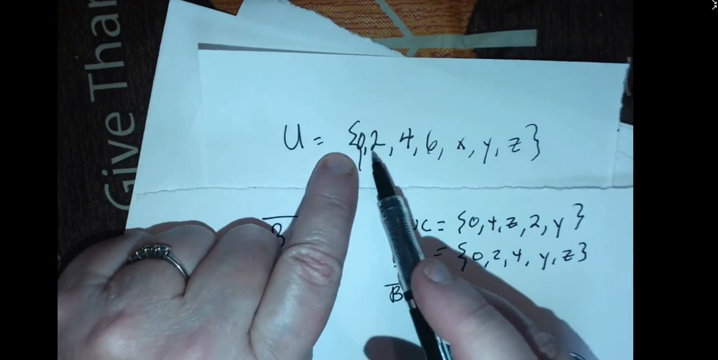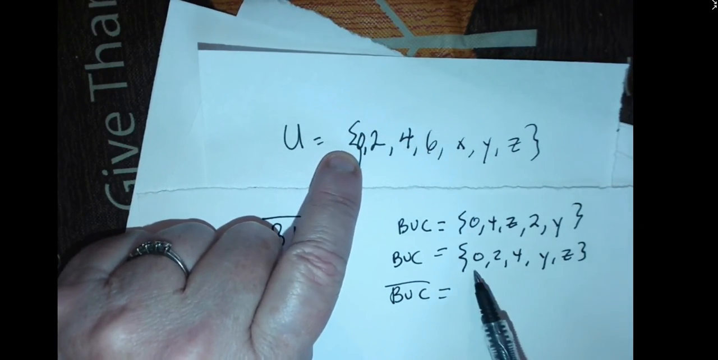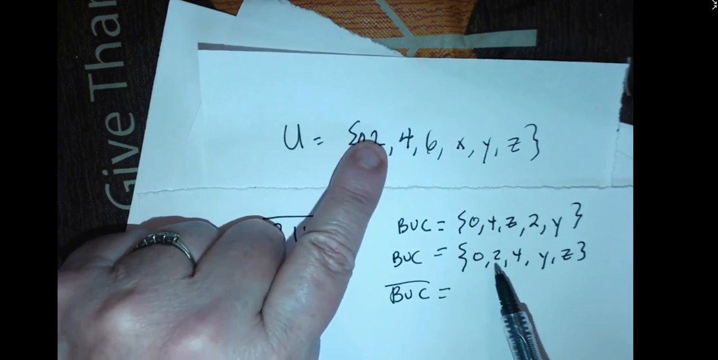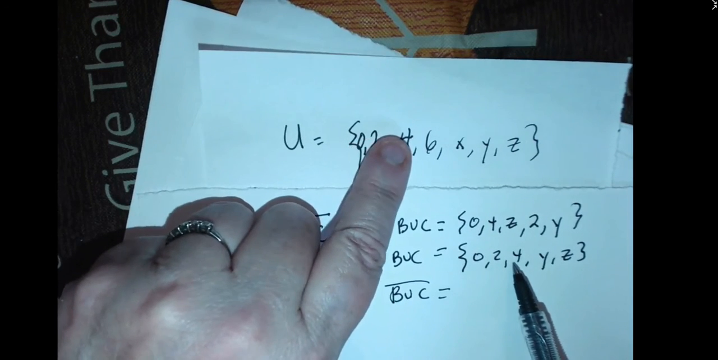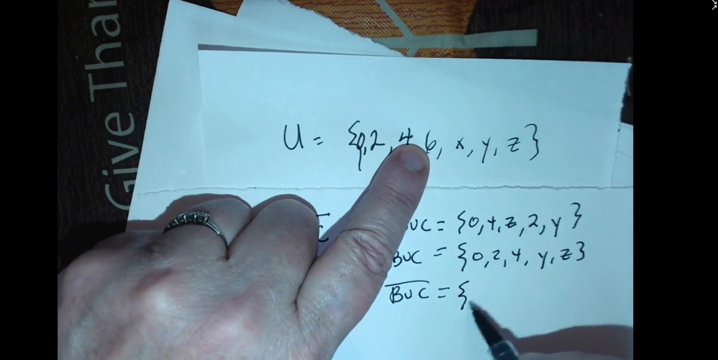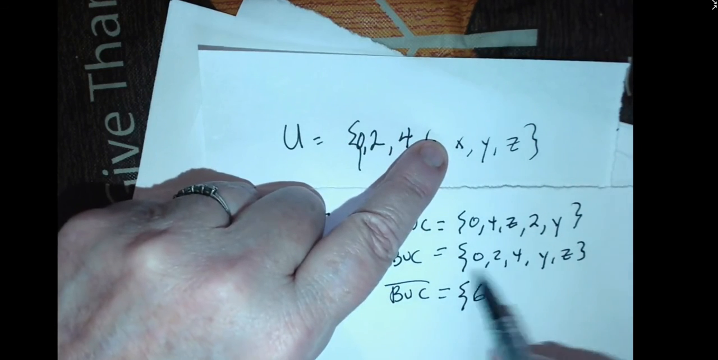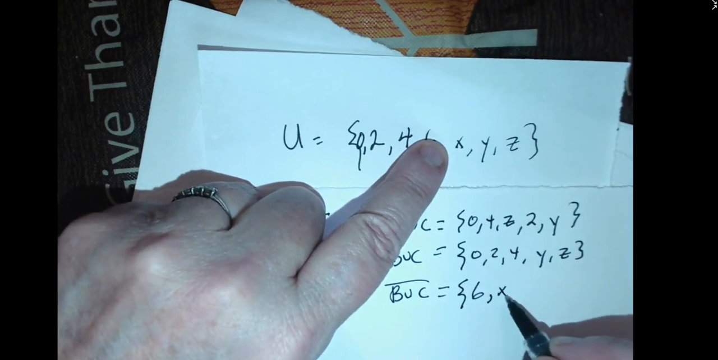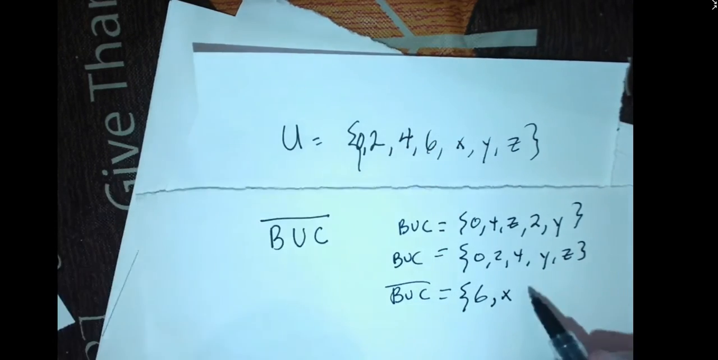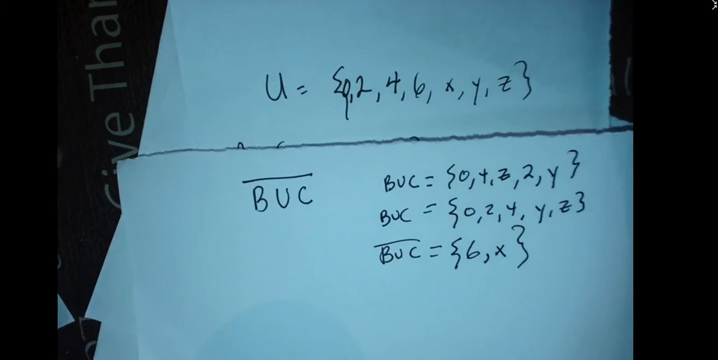Well, it's going to be everything in the universal set that's not in here. So 0 is in there, 2 is in there, 4 is in there, but 6 is in the universal set, but it's not in here. X is in the universal set, but it's not in B union C, so it will be in the complement. And then that's all we get. All right, so I'm going to stop there.